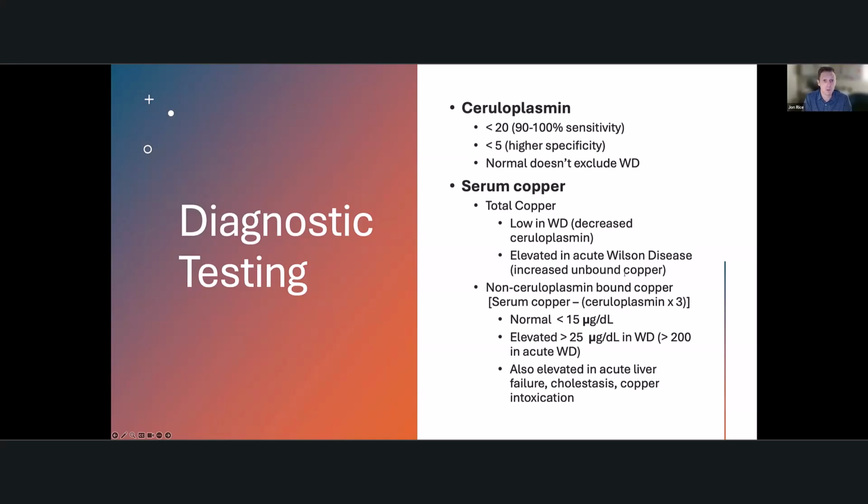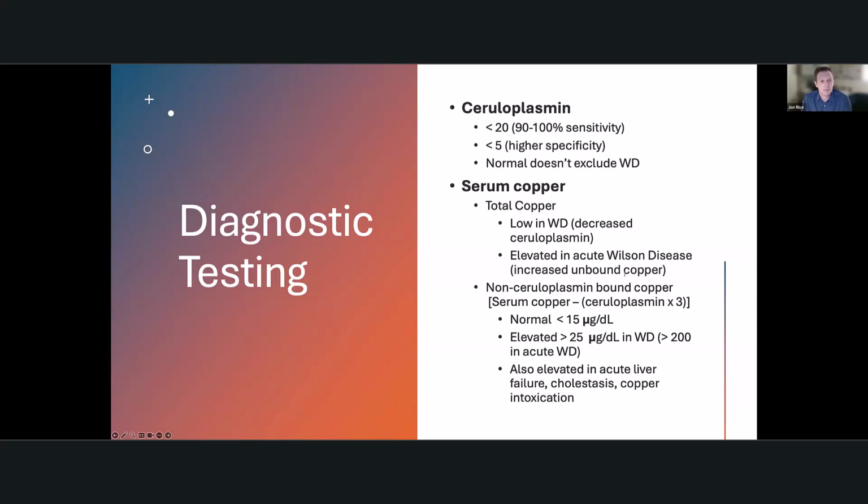However, one thing to remember is that normal does not exclude Wilson's disease. And that's because, depending on the timing and the severity of the disease, and specifically in acute Wilson's disease, ceruloplasmin can be elevated as it can be an acute phase reactant as well. So a healthy degree of suspicion, if you have enough of those clinical features, to think about this additional testing if you're worried about Wilson's disease.